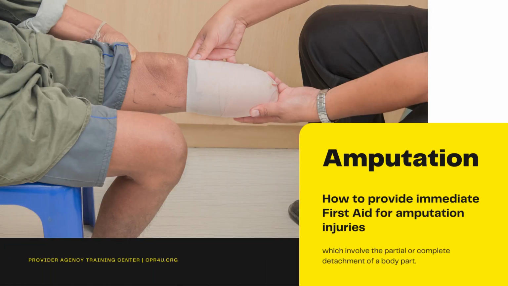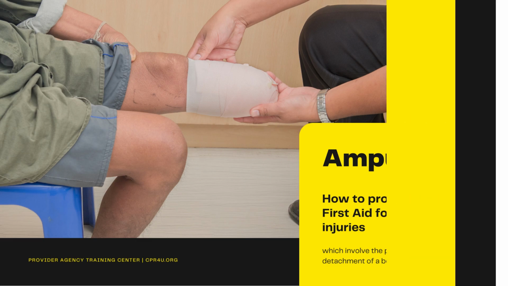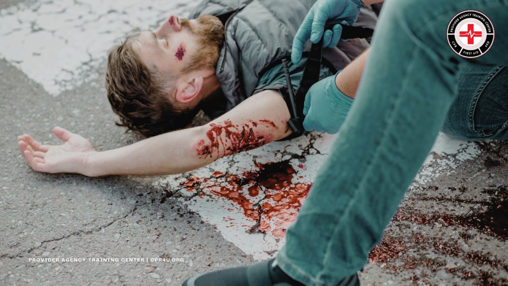Welcome to this section on amputation. In this training, we will discuss how to provide immediate first aid for amputations, which involve the partial or complete loss of a body part. Encountering an amputation can be a traumatic experience, but it is crucial to stay calm and take immediate action to assist the injured person while waiting for medical help.